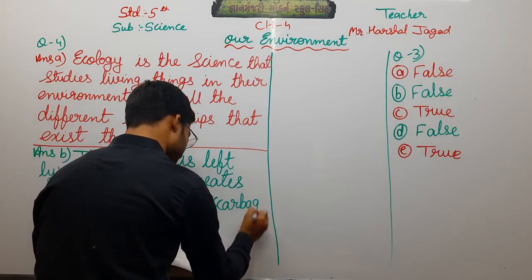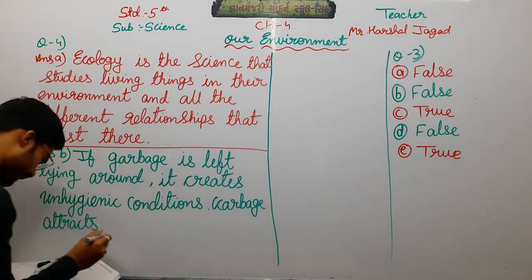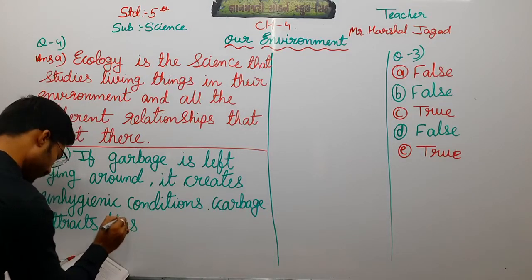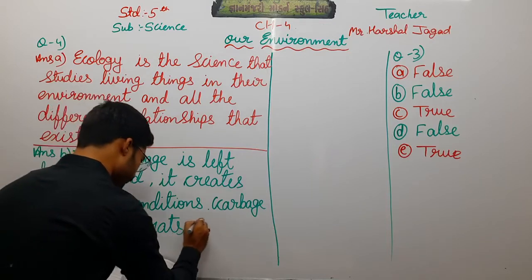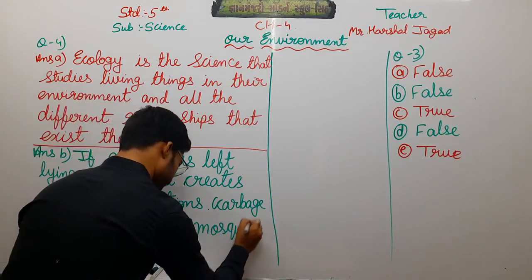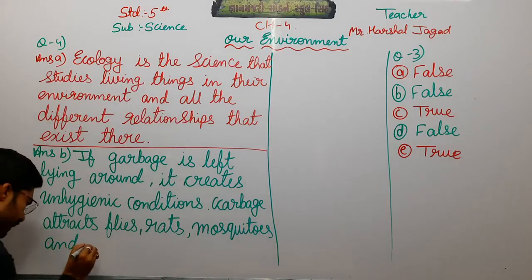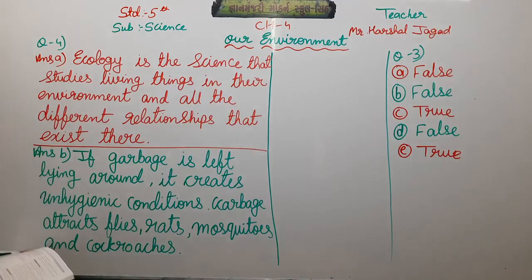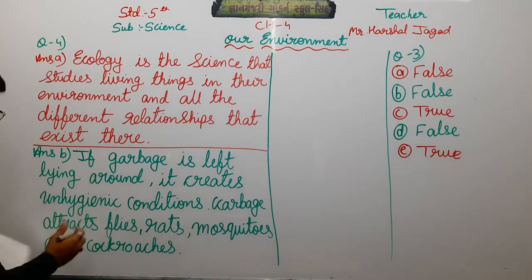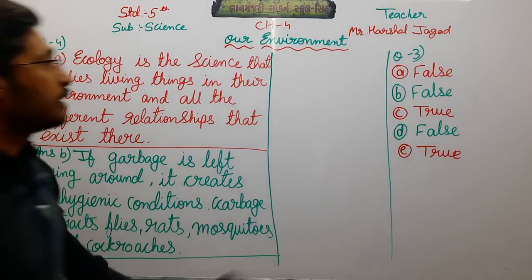Garbage attracts flies, rats, mosquitoes, and cockroaches. Okay, so this is the second answer, and it is completed. Now moving towards the third one, I am just erasing that part.